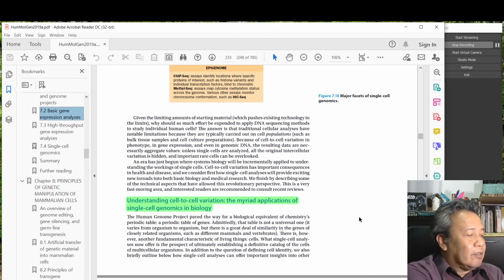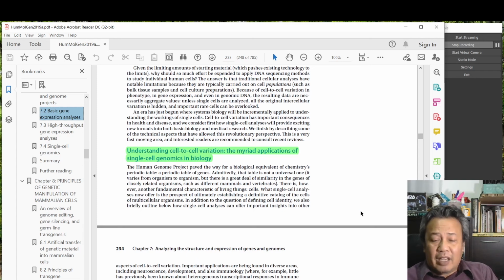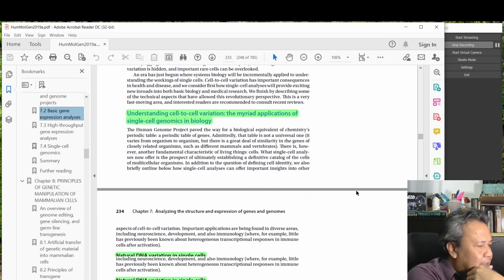Of course, the challenges are understanding cell-to-cell variation, because expression of genes is very dynamic. Meaning to say, one cell and its neighbor may not have similar gene expression. So while you have the technology now to sequence or analyze one single cell, there are variations, and you need to understand that as well.